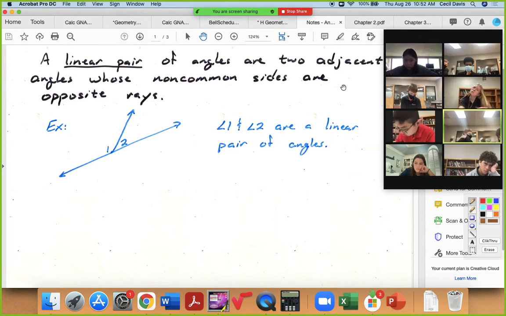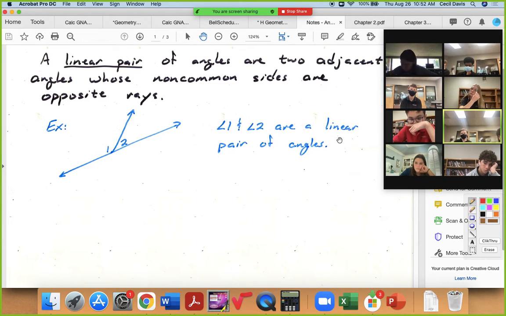We didn't talk about this term in 7th grade, but we did do this idea that you have two angles that are right next to each other where this is a straight angle. Those are called a linear pair. You need to learn that term. Why? Because we're going to use it all year long.